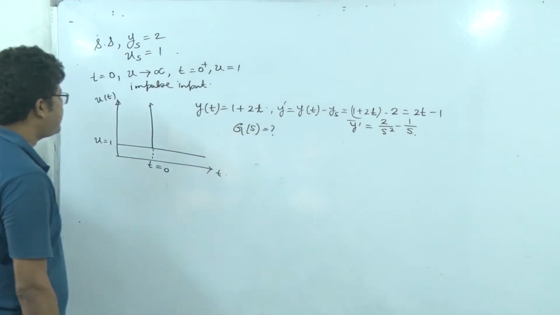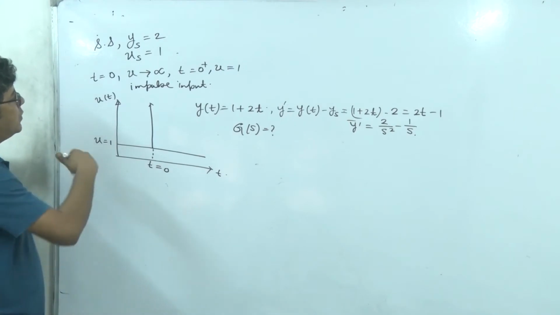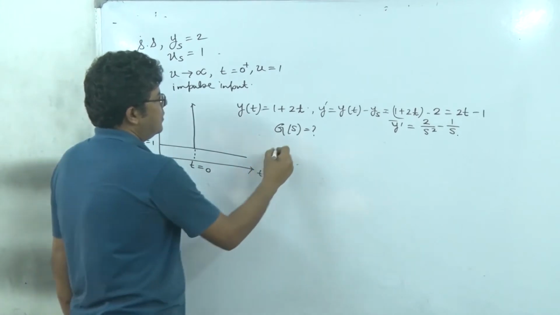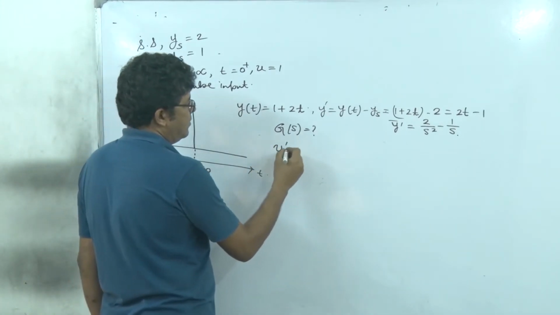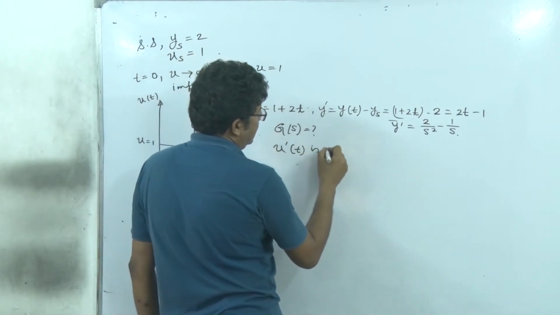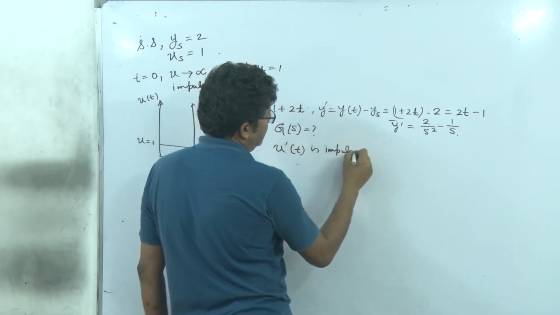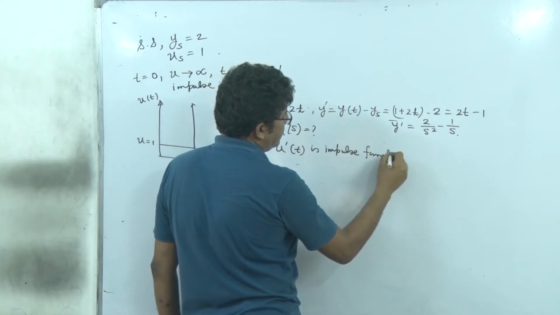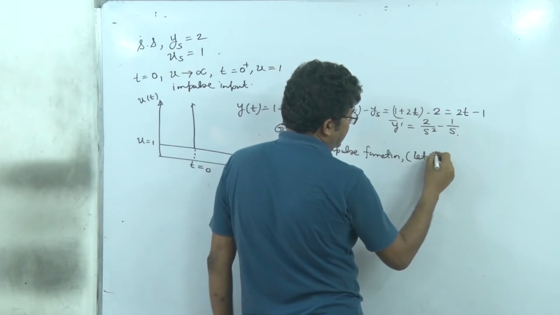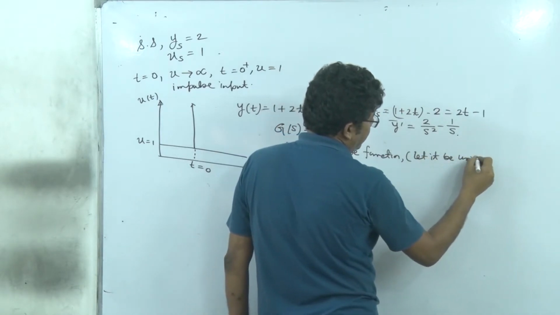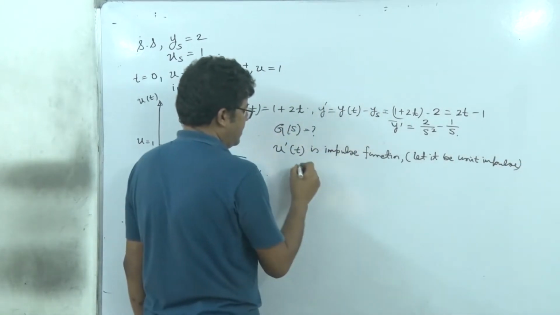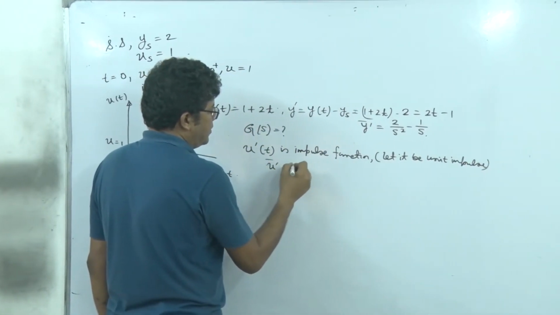Right? Now the input grows to infinity and drops to u equal to 1. So u prime(t) is impulse function, right? Let it be unit impulse, because we don't know what sort of impulse it is, right? So u prime bar equal to 1.